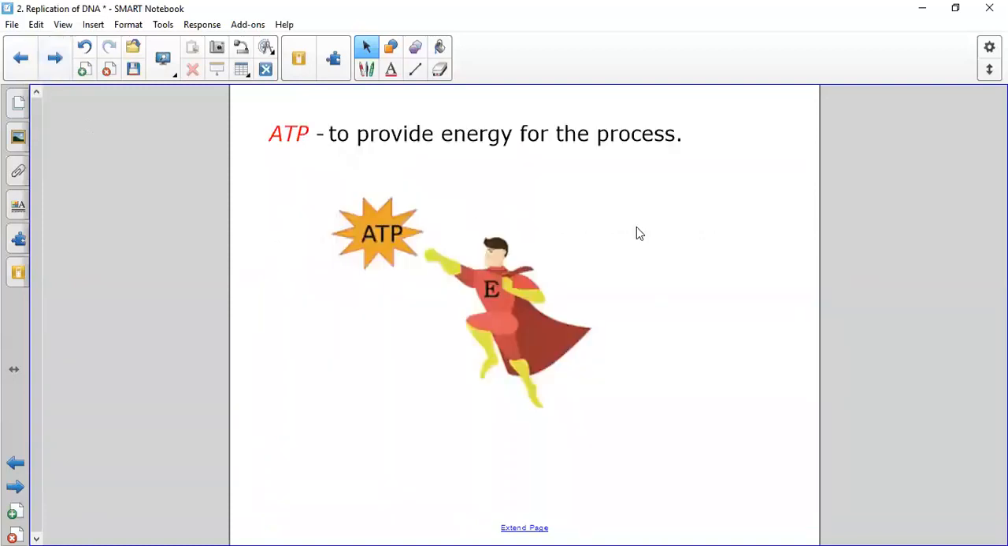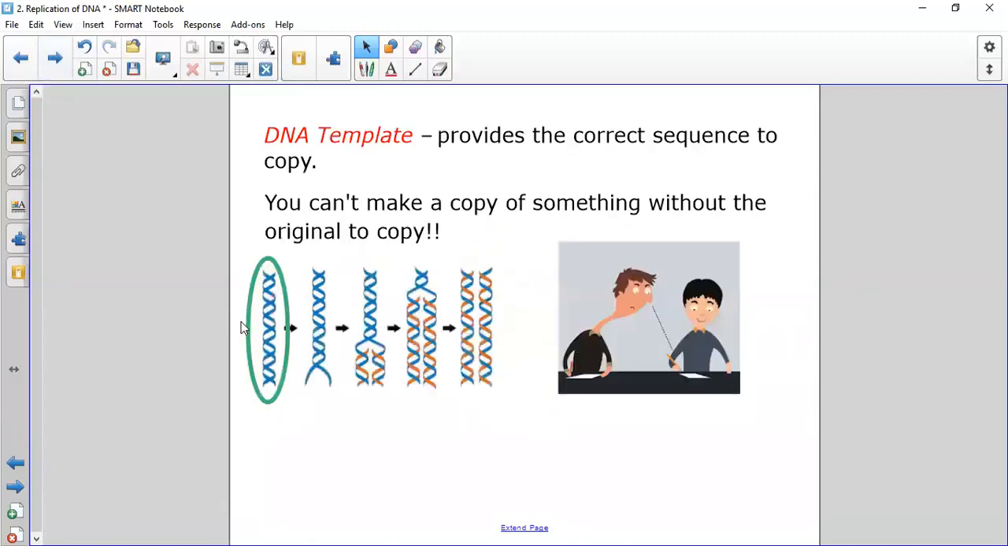Right, so ATP is the easy one, we'll start with that. DNA replication requires energy, ATP provides that energy. The DNA template, this thing here, the original, the starting molecule of DNA. You can't make a copy of something if you don't have the original to copy, right? So that's another easy one. We obviously have to have our original DNA, or sometimes it's called the template.